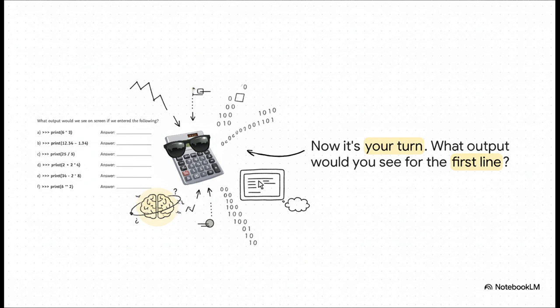All right, time for a quick challenge. Let's see if you're thinking like a computer now. Take a look at that first line on the slide. Print 6 times 3. Without actually typing it anywhere, what do you think the final output on the screen is going to be? This, right here, is the core of programming, predicting exactly what your code is going to do.